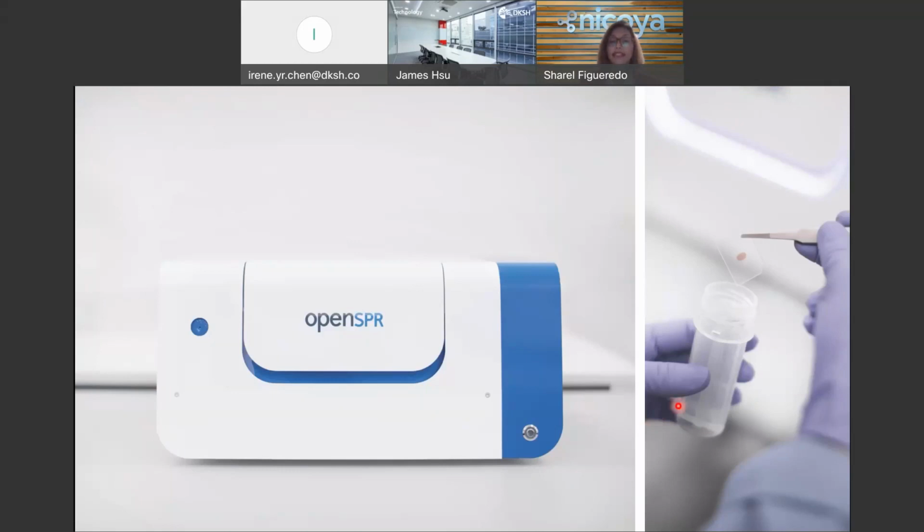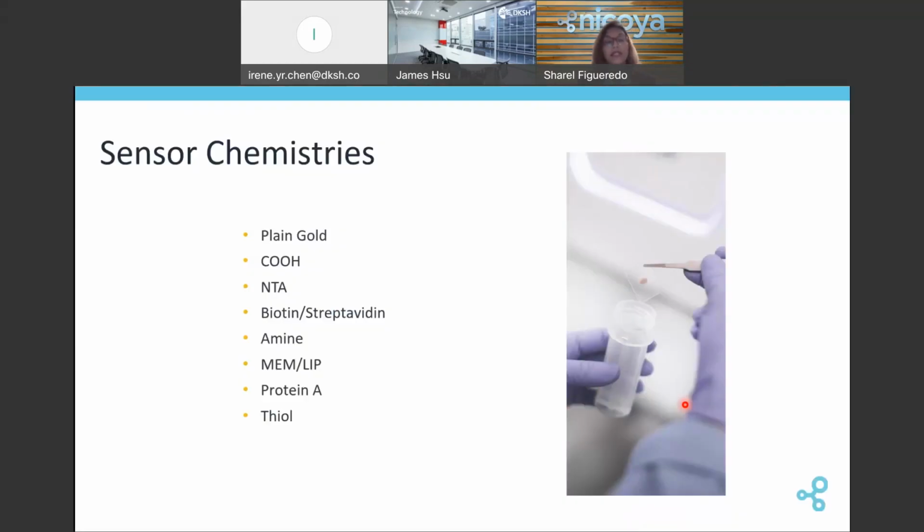Now, shown on the right is a scientist lifting out the sensor. You can see the gold nanoparticles in this oval shape deposited on the glass slide. We have various sensor chemistries to help evaluate various biologics or proteins, either using our covalent sensor chemistry or our capture sensor chemistry. We also have plain gold as well as the membrane and lipid chip.